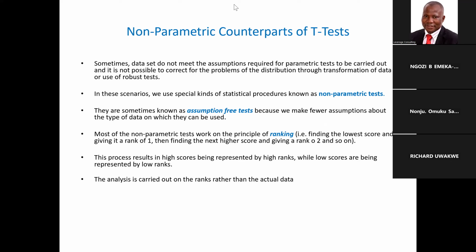They are sometimes known as assumption-free tests because we make fewer assumptions about the type of data on which they can be used. Most of the non-parametric tests work on the principle of ranking, that is, finding the lowest score and giving it a rank of 1, then finding the next higher score, giving it a rank of 2, and so on. Irrespective of the condition, you arrange the scores in ascending order and rank them 1, 2, 3, 4. If there are 40 scores, it will be 1, 2, 3, 4 up to 40. Like that.